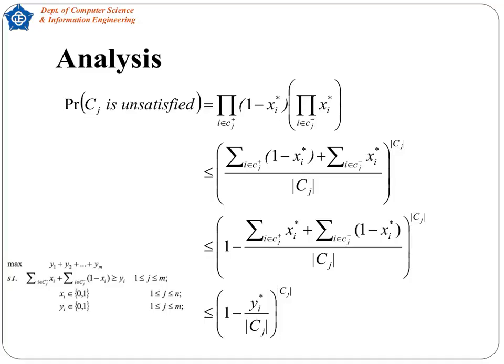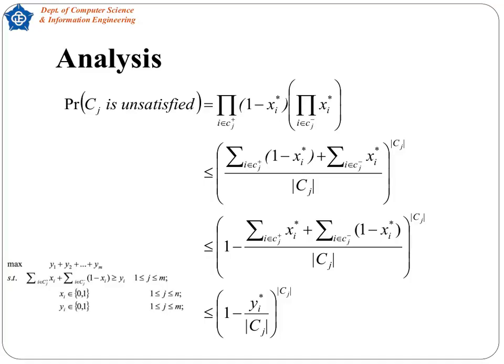Substituting into our bound and rearranging gives the elegant result: Pr[C_j unsatisfied] is less than or equal to (1 - y_j*/|C_j|) raised to the |C_j| power. This concise bound is critical. When we sum it over all clauses, it immediately yields the classic 1 - 1/e approximation factor for MAX SAT under randomized rounding.